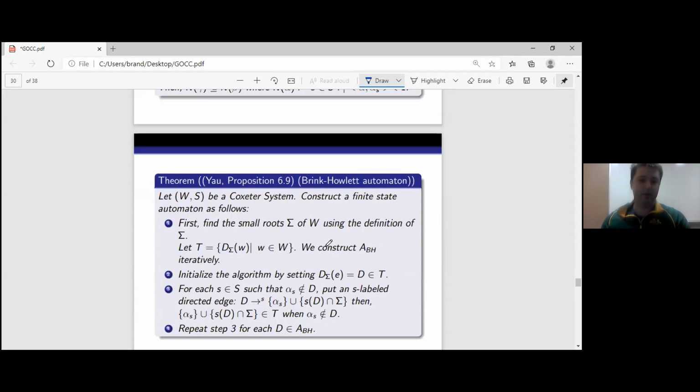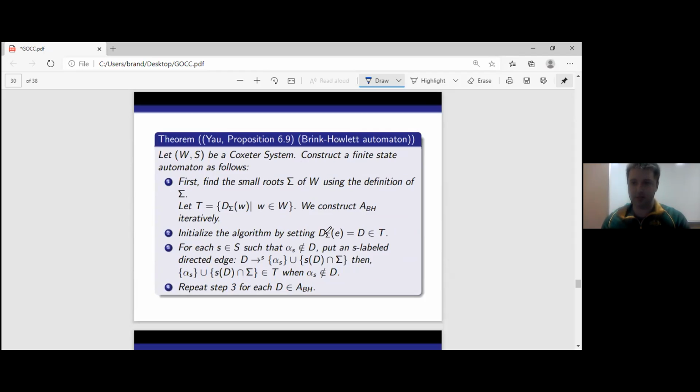Right, this is in Yao's undergraduate thesis, and probably in Brink's PhD thesis as well. This is the algorithm we use to construct our automaton. So you find the set of small roots, sigma of W, using the definition of small roots. Then you let T equal the descent set of W, and I'll define what that is in the next slide. We can construct it iteratively.